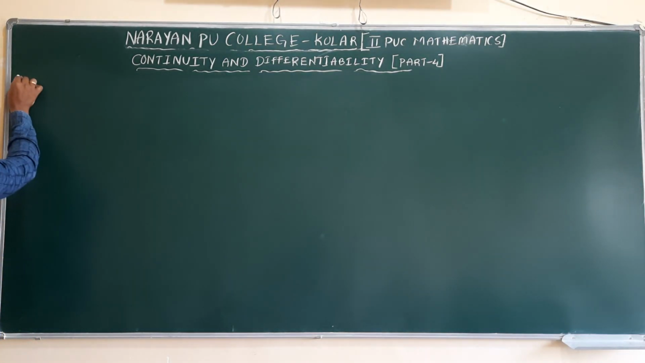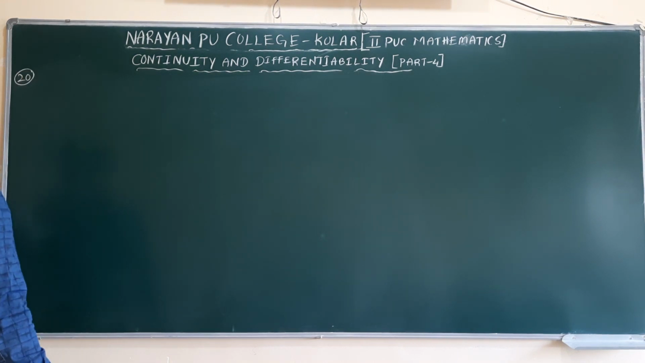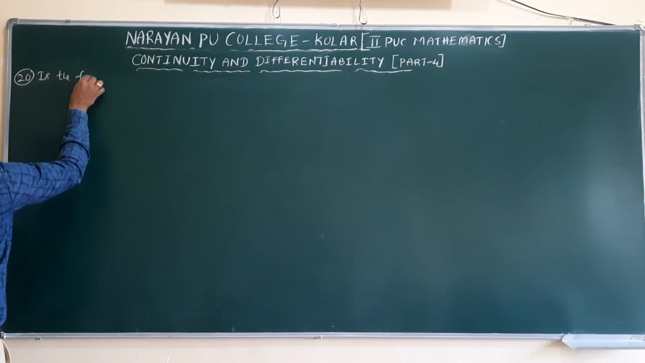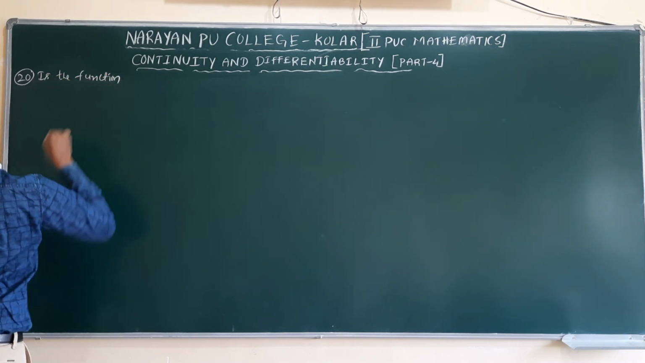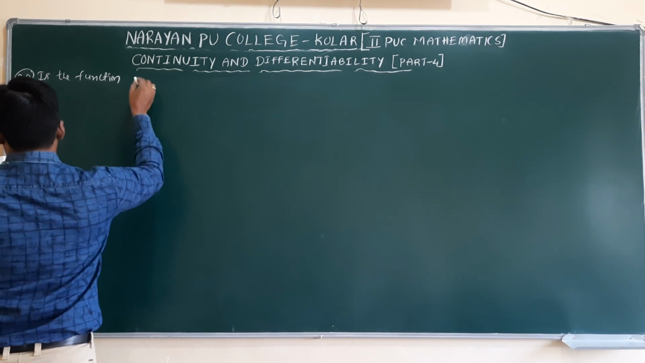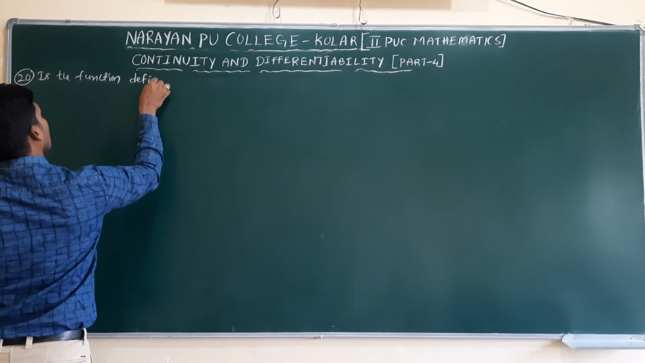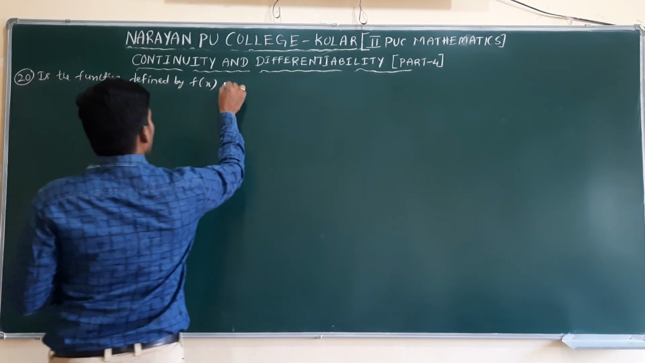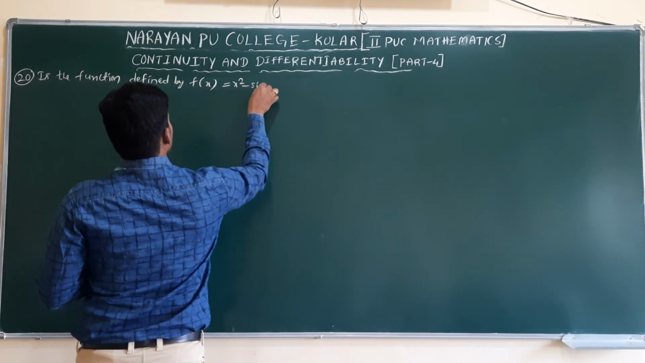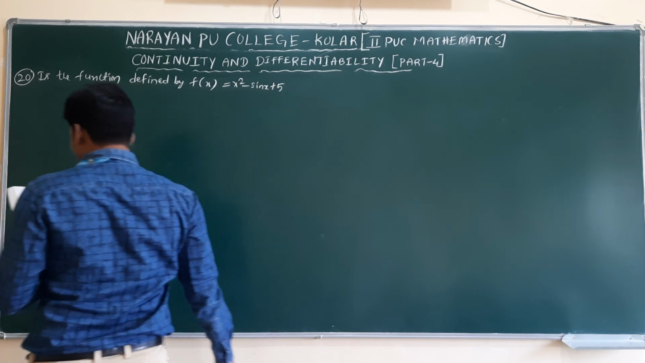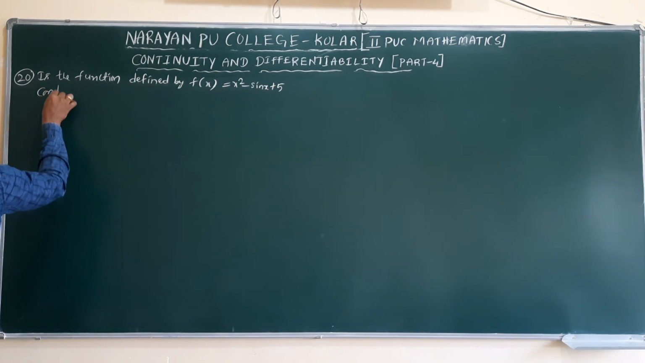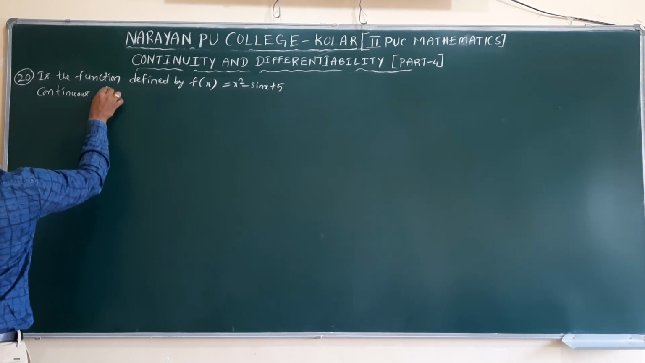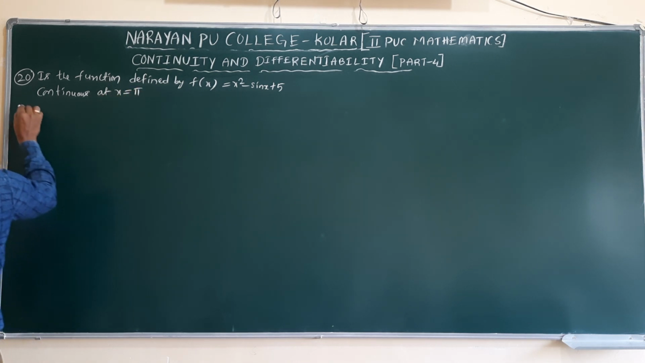Next, question number 20. Is the function defined by f of x equal to x square minus sin x plus 5 continuous at x equal to pi?